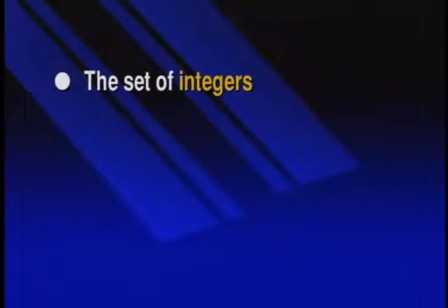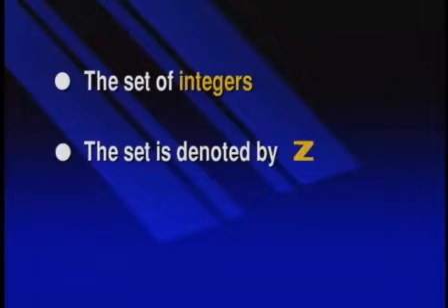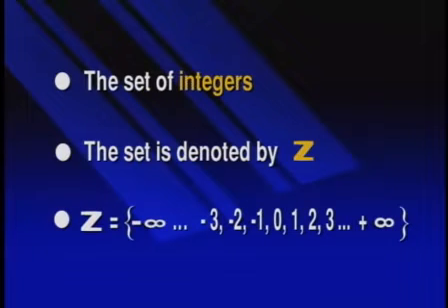And here we are, the set of integers. That's the word for them. The set is denoted by capital Z, and that's an internationally accepted notation. And Z is defined by the set of all negative numbers, whole numbers, starting with negative infinity, dot, dot, dot, means all the numbers all the way up to negative 3, negative 2, negative 1, 0, 1, 2, 3, all the way out to positive infinity, always taking the whole numbers.